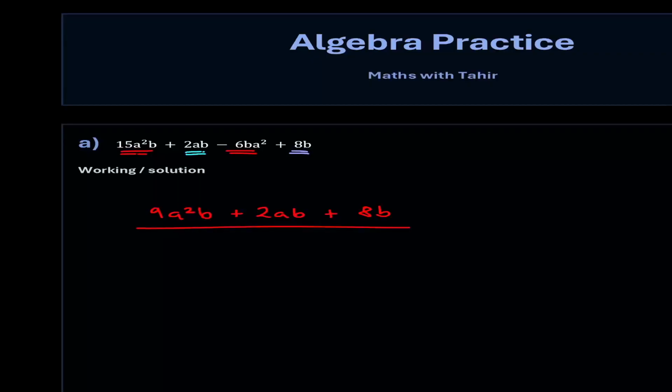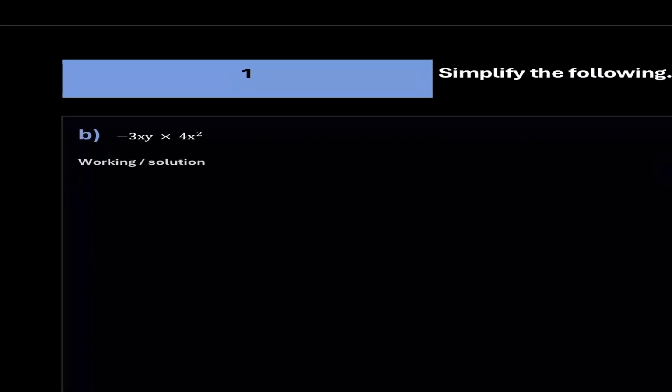So if we had to simplify that, it is just 9a squared b, just because those two are like terms, so you could collect them, and it will be 15 take 6, which is that 9, and then everything else remains the same. Beautiful.